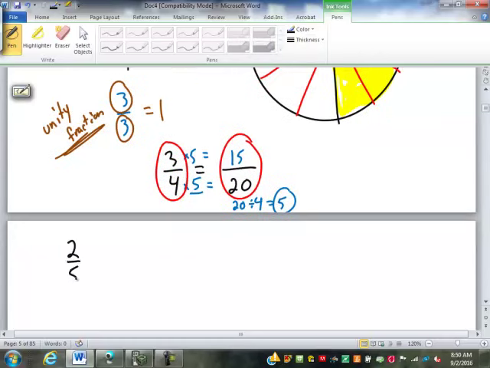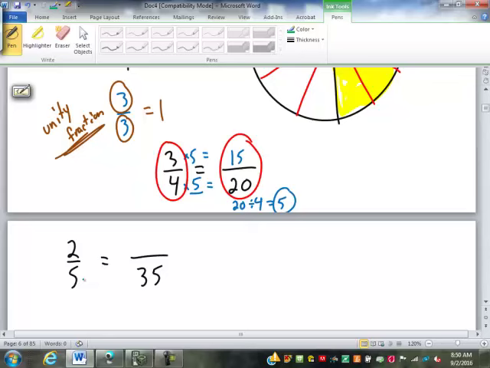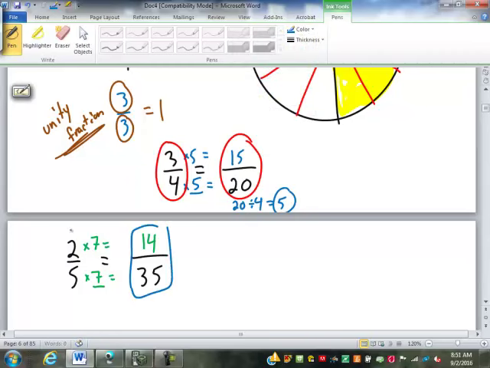What if I have 2/5 and I want to change this into 35ths? What do I have to multiply the 5 by to turn it into 35? 7. So what do I have to do to the 2? Times 7, which gives me 14. So again, 14 over 35 is the exact same value as 2 over 5.